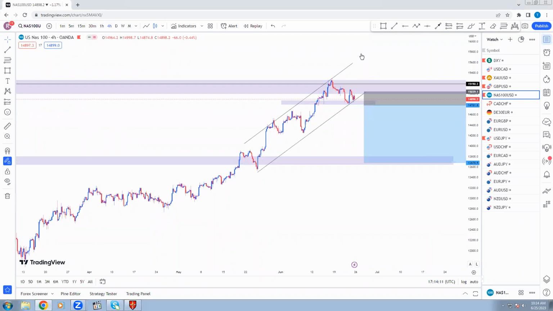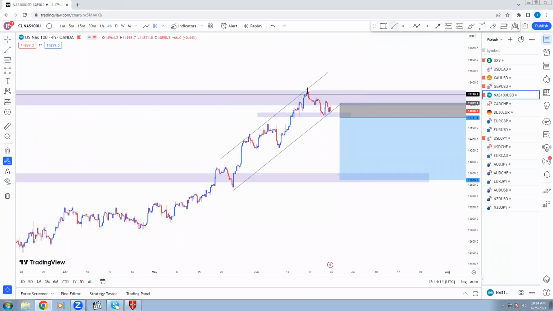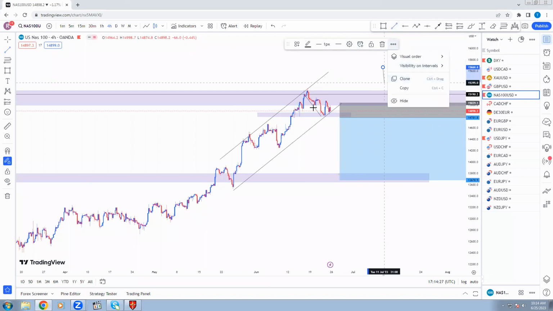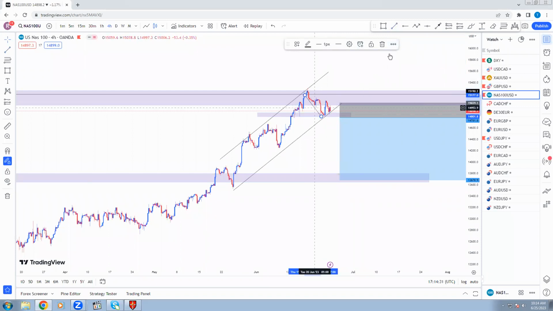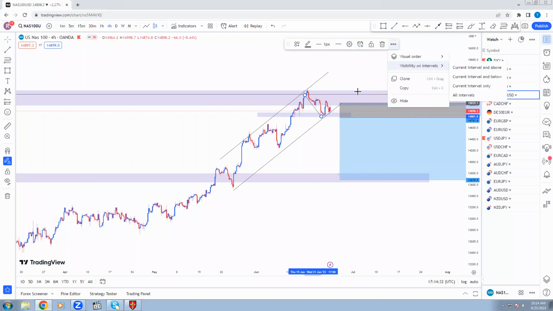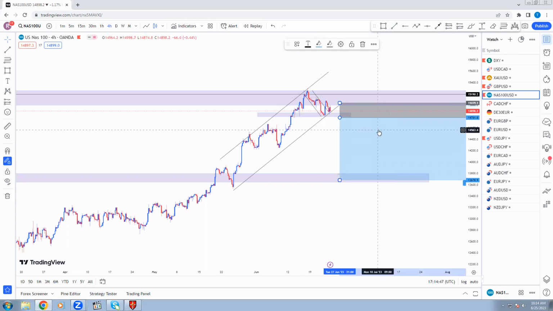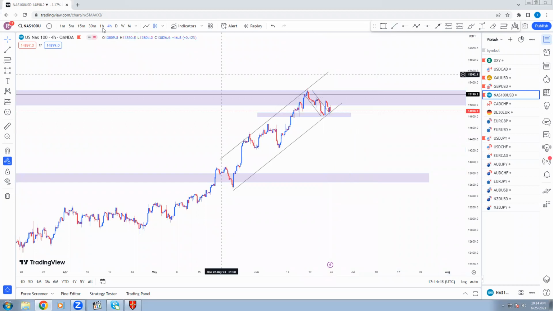So on my 4-hour time frame, I see I have something like this also, correction type of formation. But we also need to look at the momentum. We also need to look at the strength of the market. Let me clone this and see if it makes sense if I put it above here. Okay, for now, let's just remove this. Let's move to our 1-hour time frame.